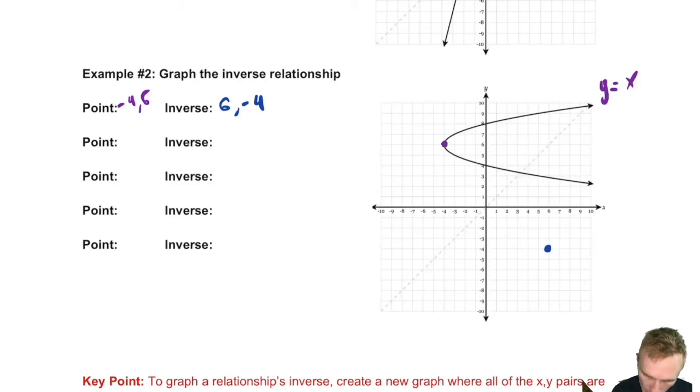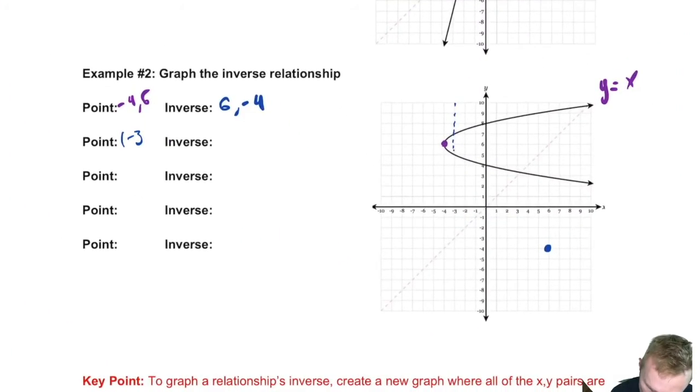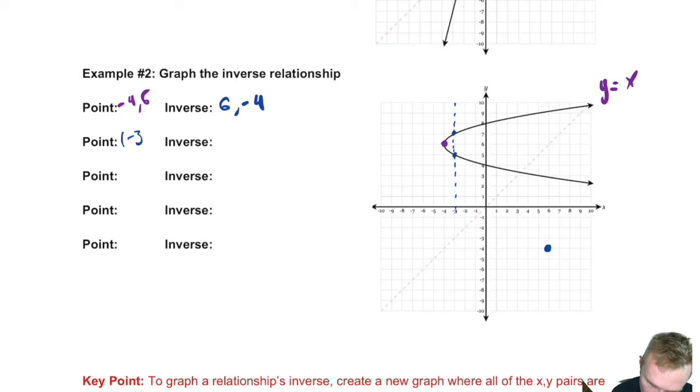Let's finish it out though. If I do another point, let's see, I've got -3. Ooh, okay, so our original one is not a function. That's why I used that word relationship. Because there are 2 outputs for every 1 input. So we've got -3, 7, and our inverse will be 7, -3.